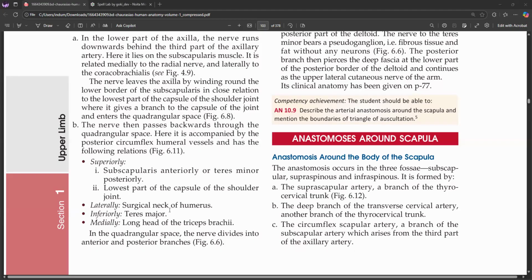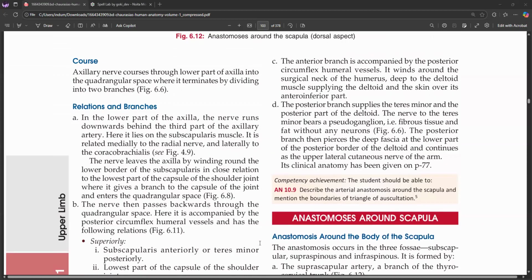Figure 6.11. Superiorly, subscapularis anteriorly or teres minor posteriorly, and the lowest part of the capsule of the shoulder joint. Laterally, the surgical neck of humerus. Inferiorly, teres major. Medially, the long head of the triceps brachii. In the quadrangular space, the nerve divides into anterior and posterior branches.